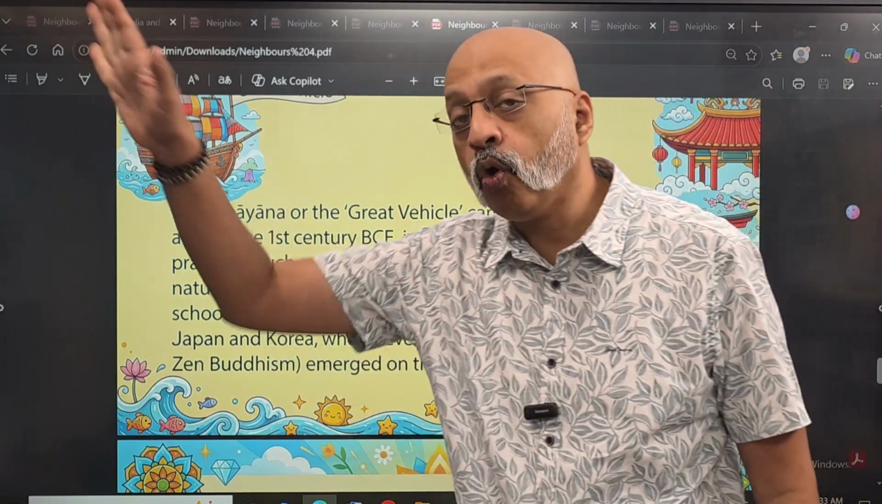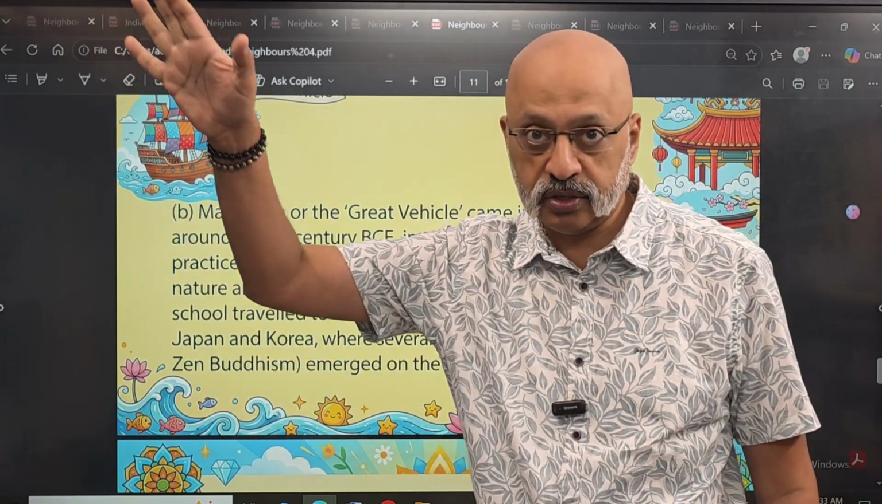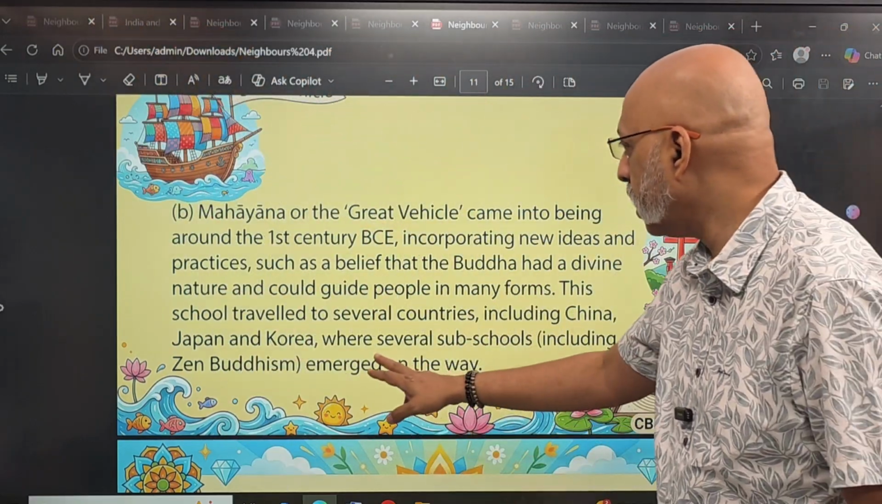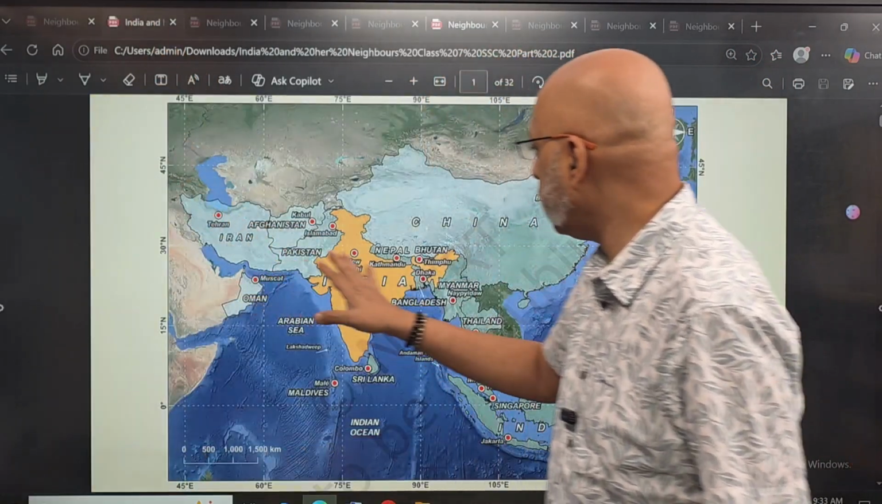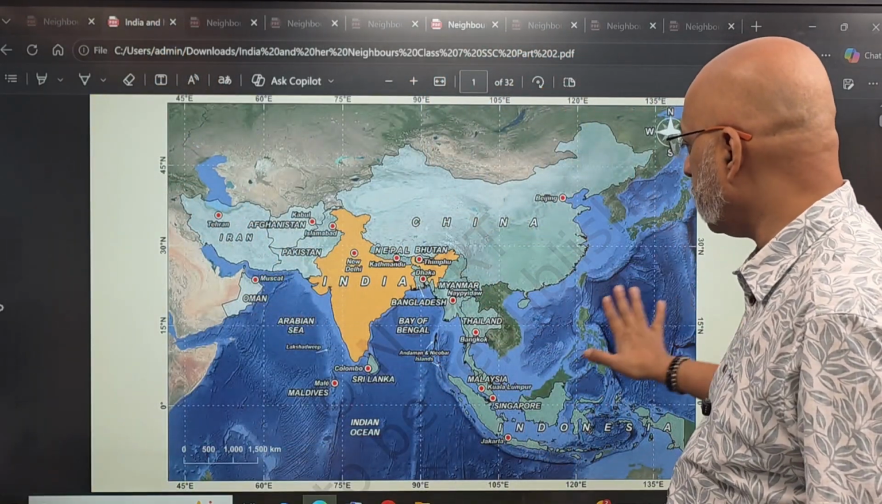So this traveled more in the northeastern direction, right? More in the northeastern direction, where Japan, China, Korea, etc. are.